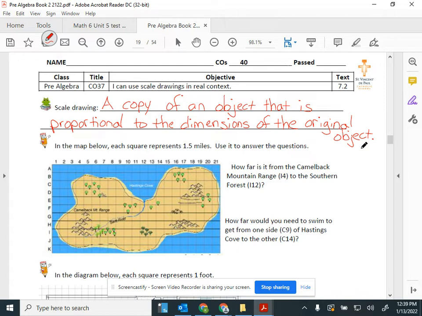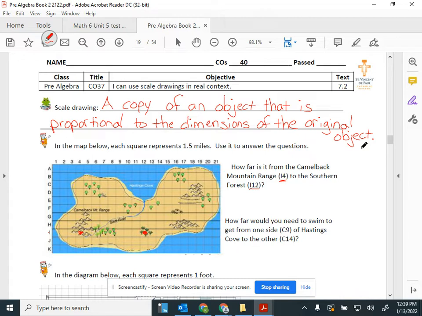So how far is it from Camelback Mountain Range to the southern forest? So we see that I-4 right here. So if you go to I and you go to the 4, that's where we're starting from. I-4 to the southern forest, I-12. So we want to go from I-4 to I-12. So how far is it from I-4 to I-12? How many miles would that be?